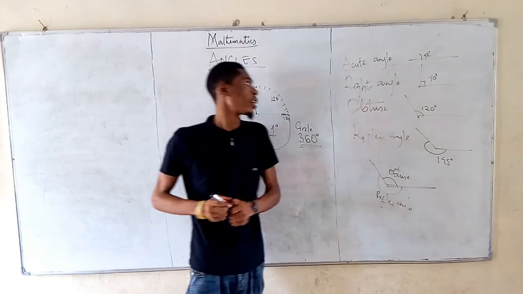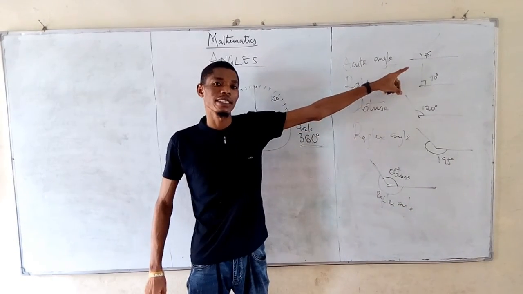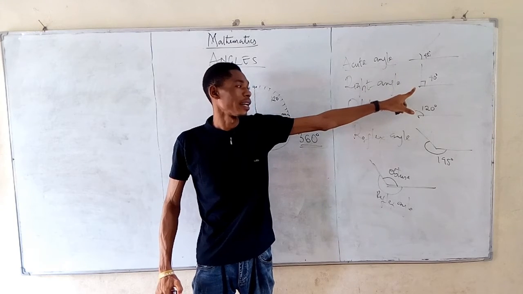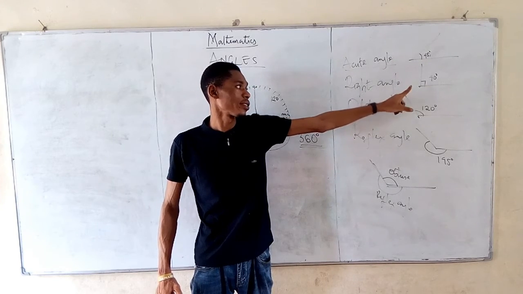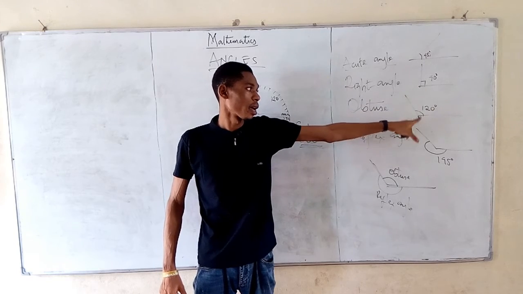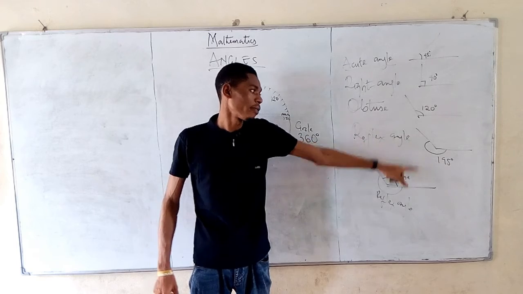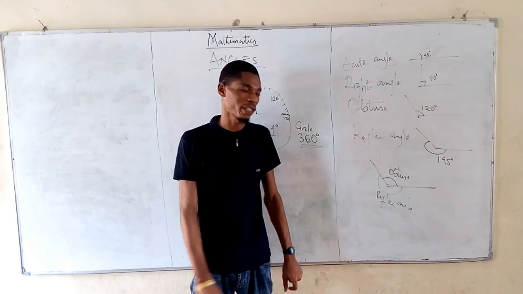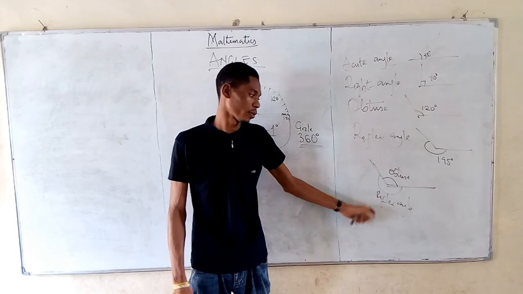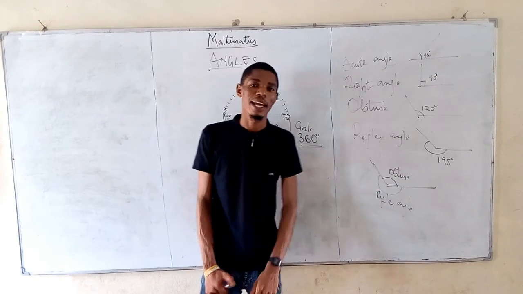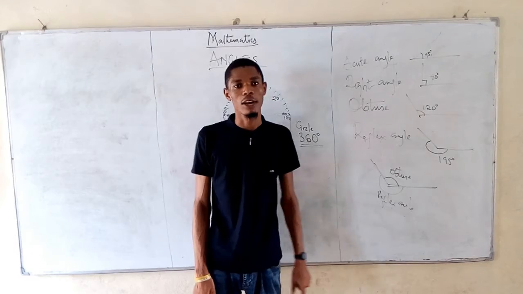Let's go back again. Acute angles are less than 90 degrees, and right angles are 90 degrees. Obtuse angles are greater than 90, less than 180. Reflex greater than 180, less than 360. And when we have a shape like this, this side is the obtuse and this side is the reflex angle.